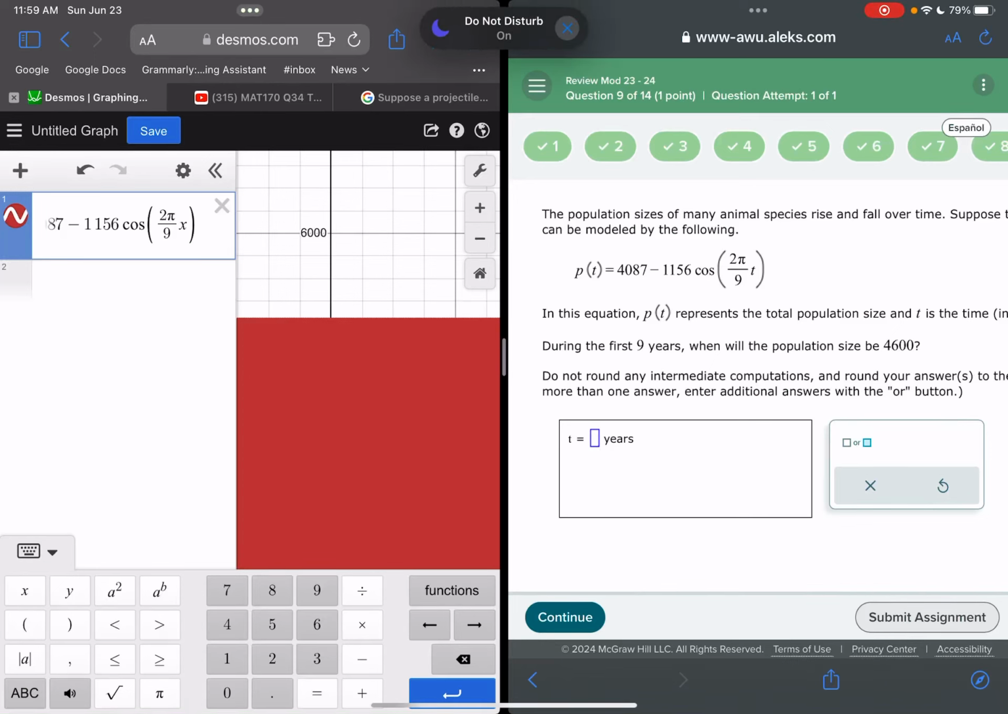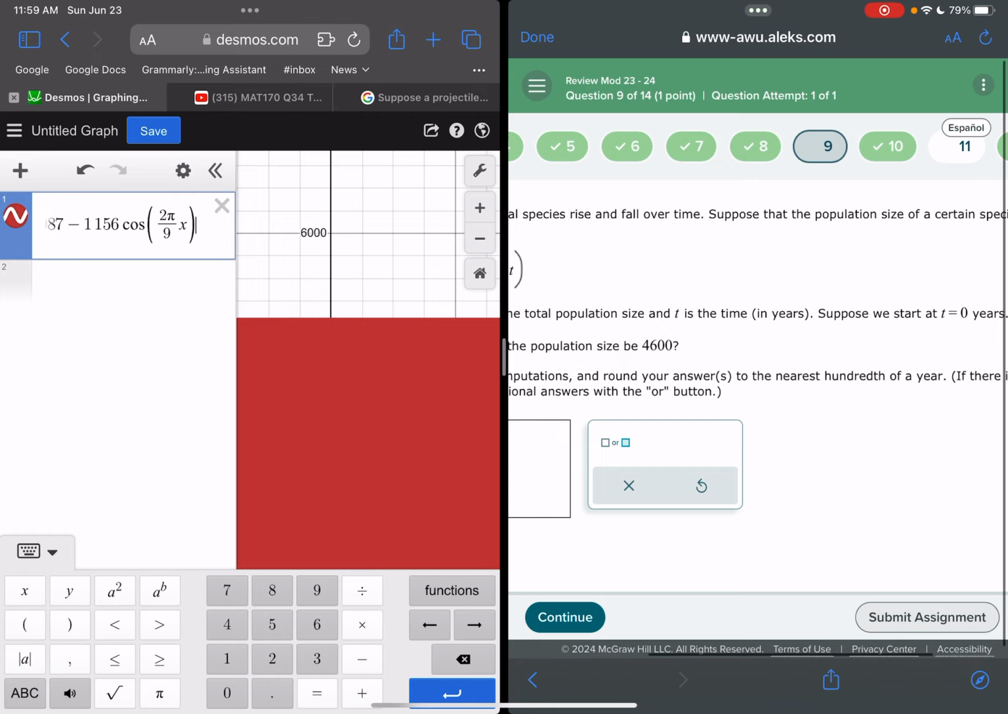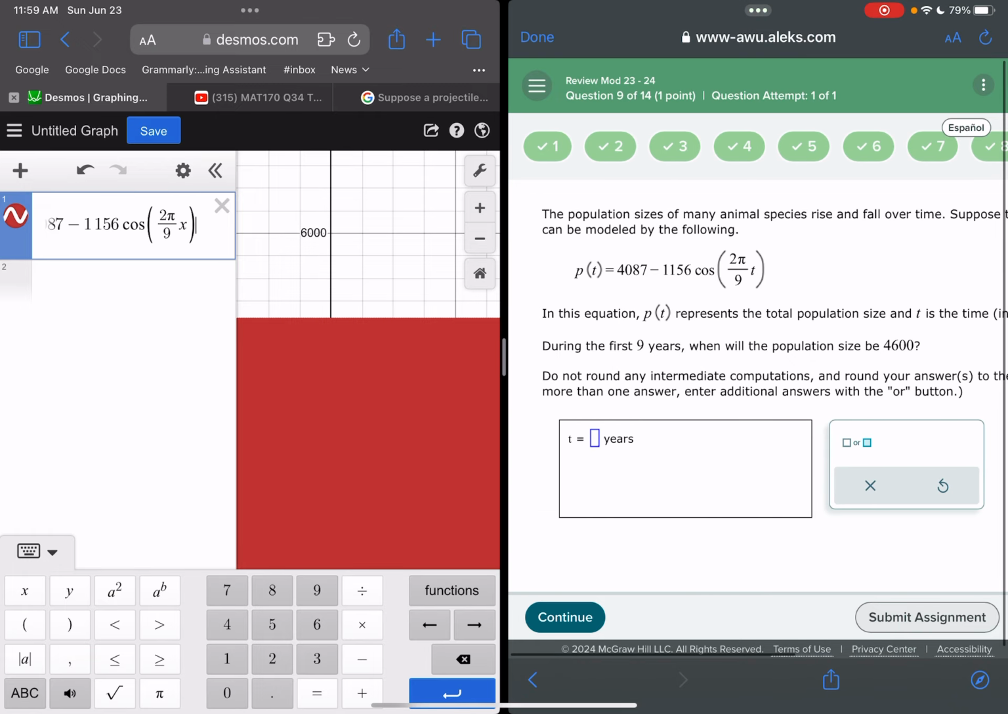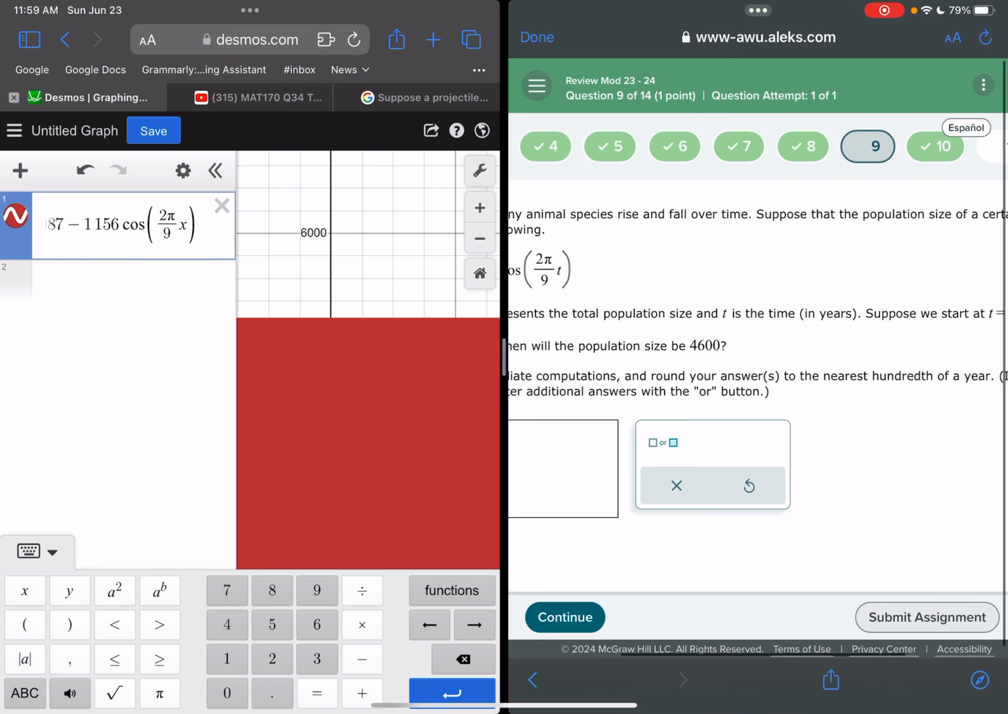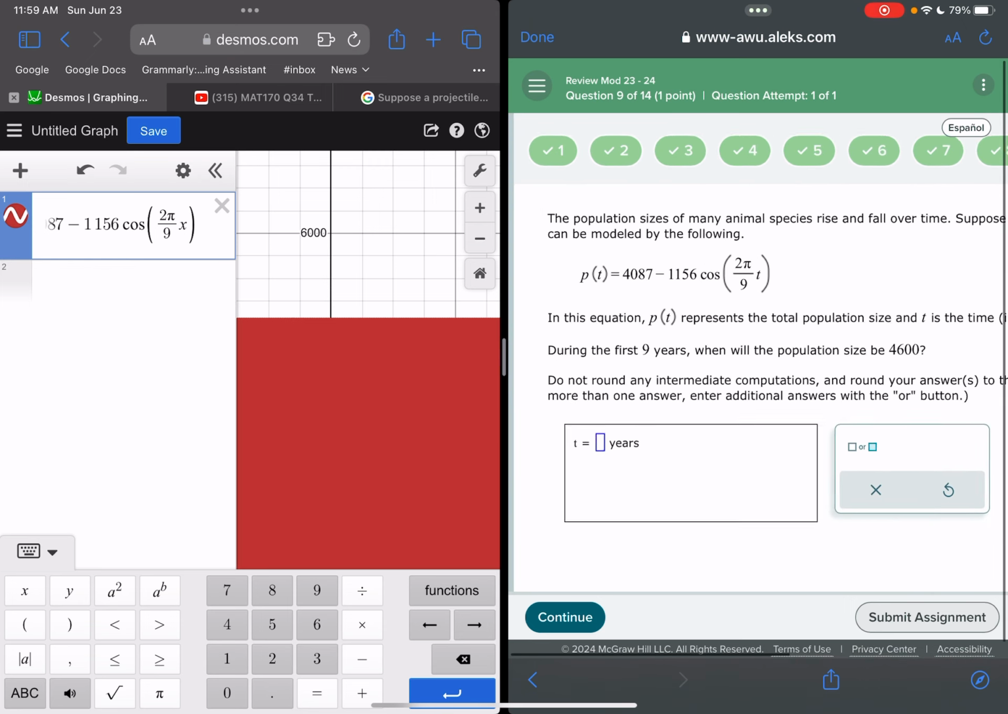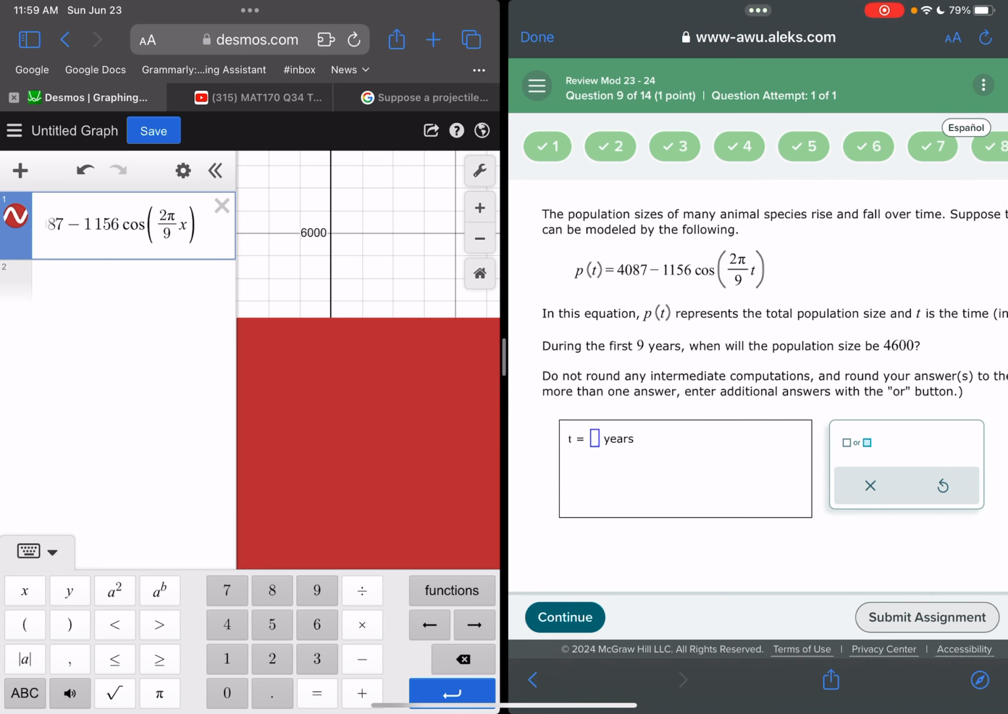Okay, so I'm getting a lot of questions about problems like this. How I solve them is I read the question, let's look at it. The population sizes of many animal species rise and fall over time. Suppose that the population size of a certain species can be modeled by the following.